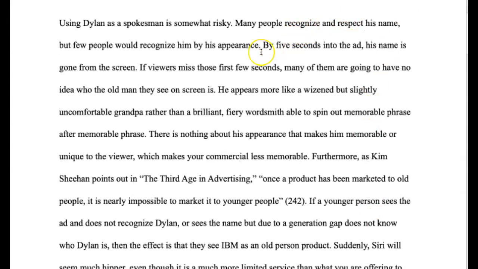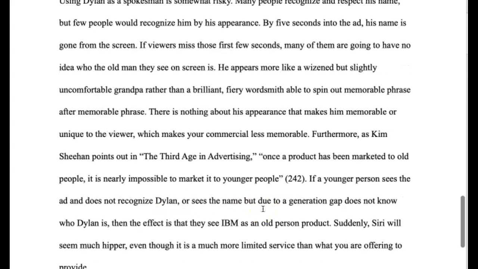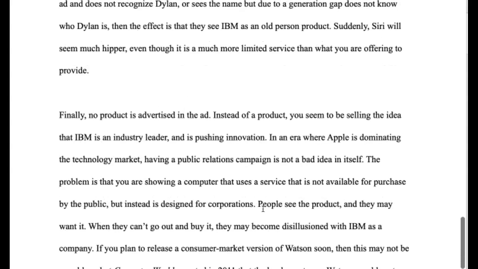Using Dylan as a spokesman is sometimes risky. Many people would recognize and respect his name, but few people would recognize him by his appearance, and by 5 seconds into the ad, his name is gone from the screen. If viewers miss those first few seconds, many of them are going to have no clue who the old man they see on the screen is. So it goes through and explains that. It includes a source. Further, as Kim Sheehan points out in Third Age in Advertising, once a product has been marketed to old people, it is nearly impossible to market it to younger people. So we get some integration of source there.